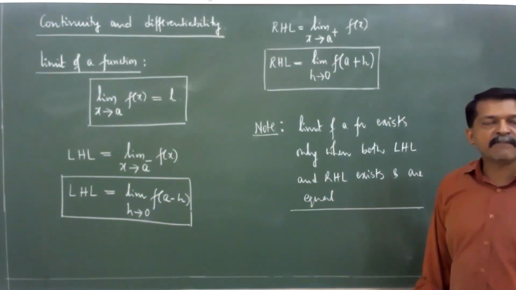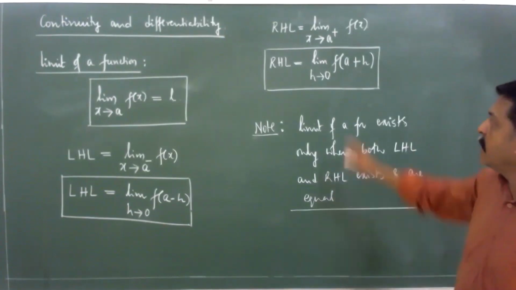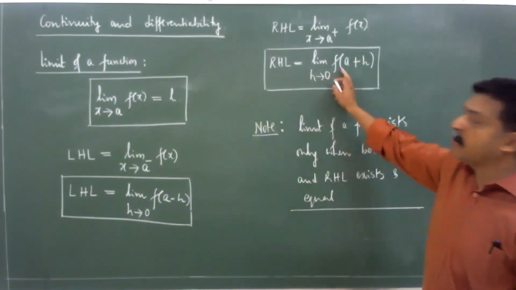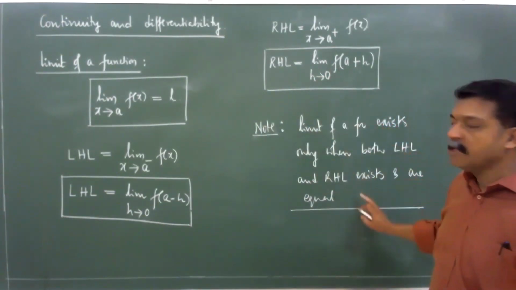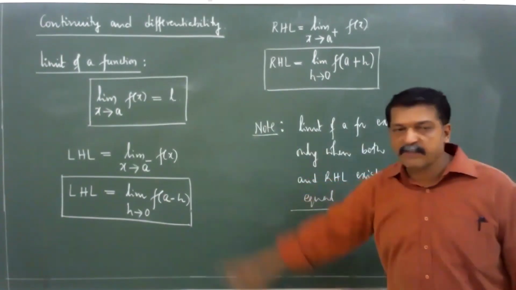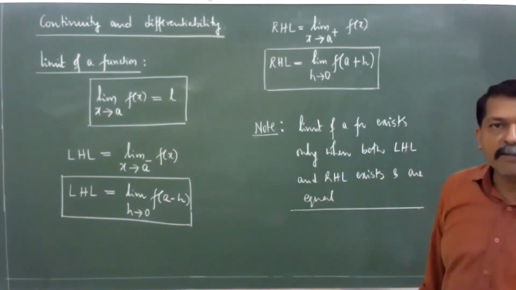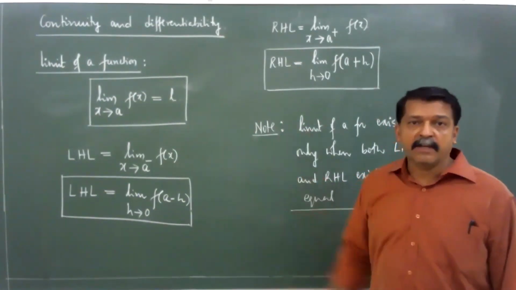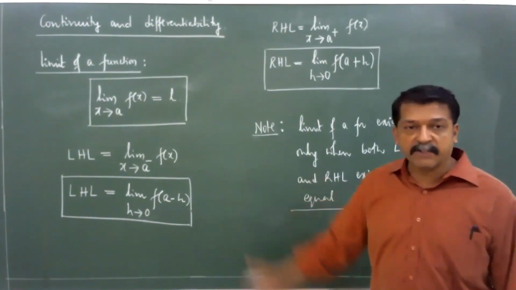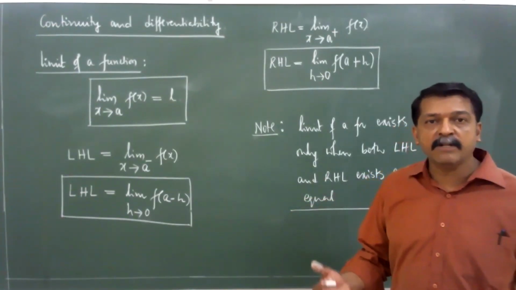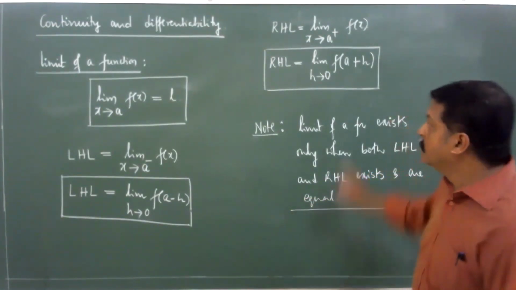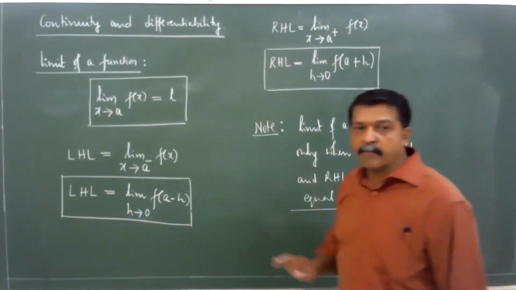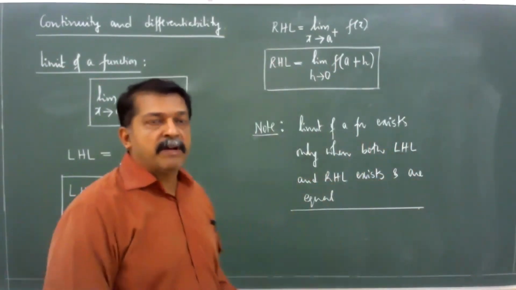We say that the limit of a function exists only when the LHL and RHL both exist and are equal. If they exist and are different, the limit does not exist. Or if one of the LHL or RHL does not exist, then also we say that the limit does not exist. So this is basically a brief introduction to the limit of a function.